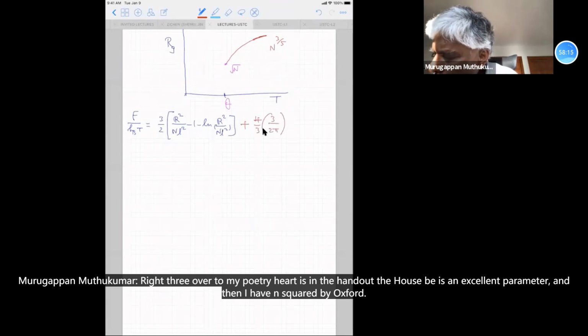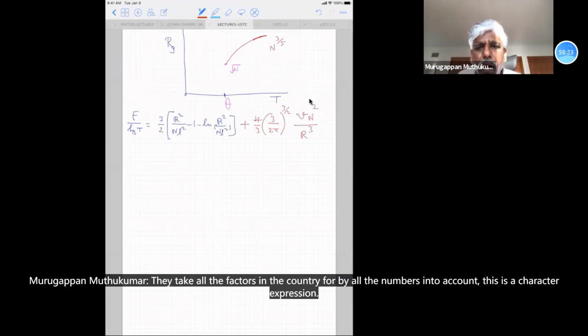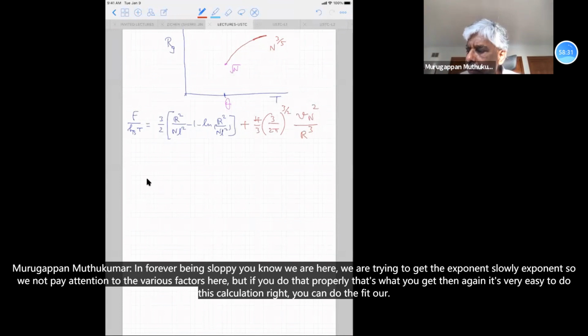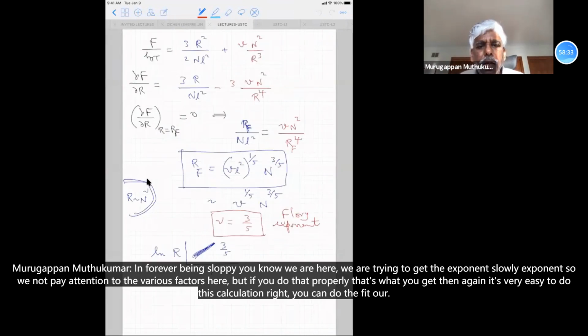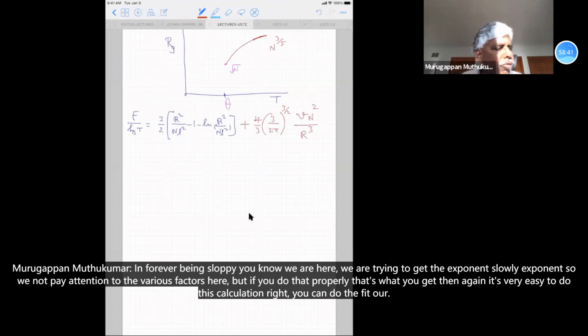It's in the handout. v is the excluded volume parameter, and then I have n squared by R cubed. If I take all the factors into account, 3, 4, 5, all the numbers into account, this is the correct expression. Instead of being sloppy, we were trying to get the exponent, the Flory exponent, so we did not pay attention to the various prefactors here. But if you do that properly, that's what you get.